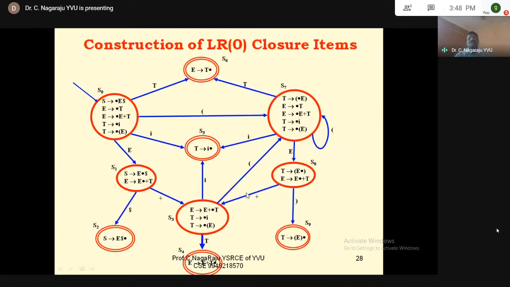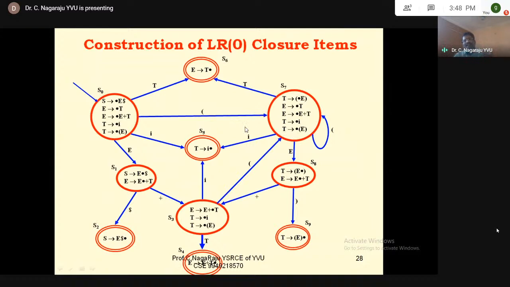So now this is the final closure of items. Here we have constructed this closure, and based on this closure, I already explained that in the stack we can push the input character as well as the state. Here we see how many states there are: state 0, state 1, state 2, state 3, 4, 5, 6, and also 7, 8 and 9. So there are 9 states.